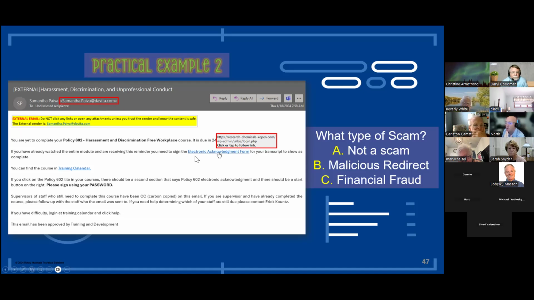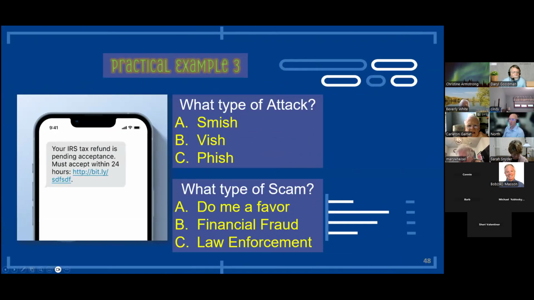So this is actually a malicious redirect because they're not talking about money in the scam. This is where you look at it and say, okay, Samantha is at davita.com, but she wants me to go to Research Chemicals, which has nothing to do with the company. So this is what a malicious redirect looks like. Again, this is just an exercise to get your brain to start thinking, what am I seeing versus what is actually happening?